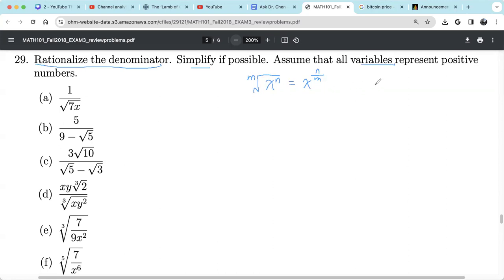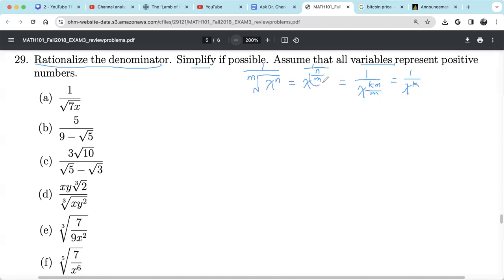So what does it mean? Let's see, this is in the denominator, right? What we want is for n to be a multiple of m, because if n is a multiple of m, let's see what happens. Let's say we write n as k times m, divided by m. Then m divided by m becomes 1, so we just have x raised to k, where k is some integer. So now it's rationalized. We don't have an index anymore. So that's what we want to do.